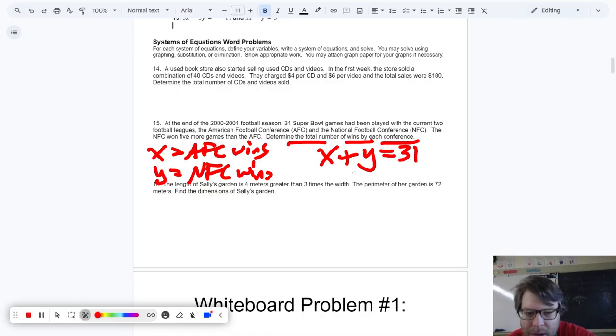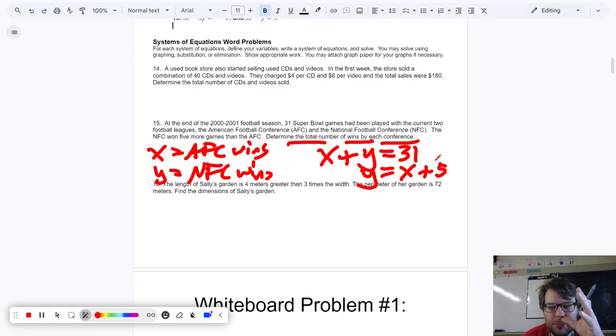So I'm using the letter Y for NFC. The NFC won 5 more games than the AFC. So I think AFC plus 5 would be NFC. Yeah, that makes sense. The NFC won 5 more, so Y is bigger than X.